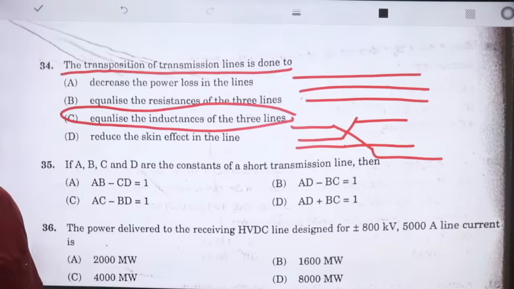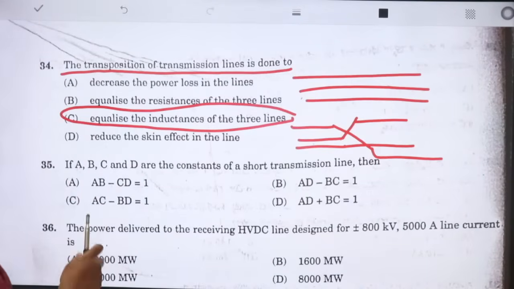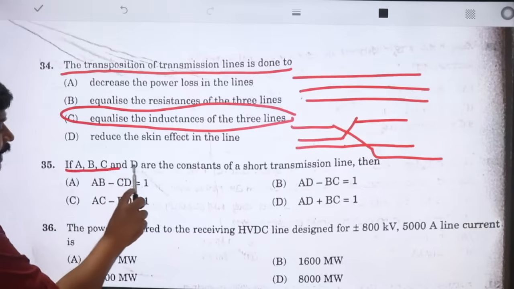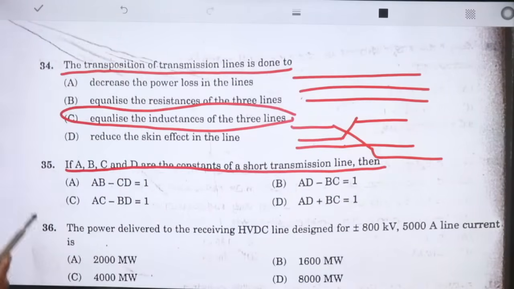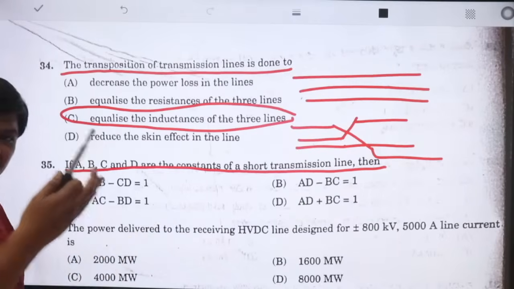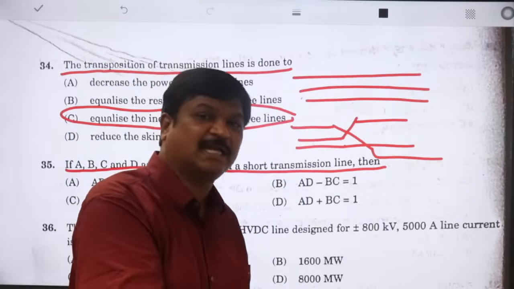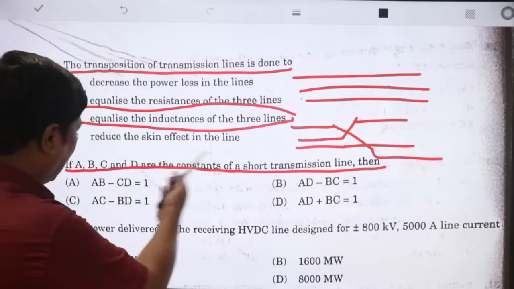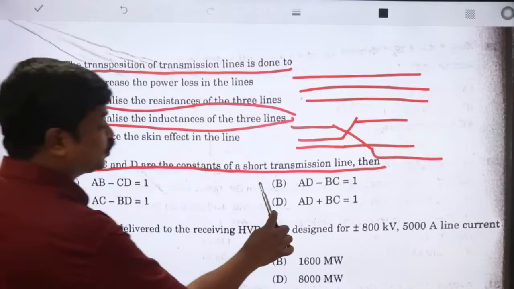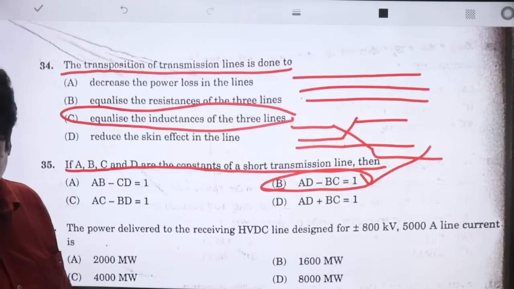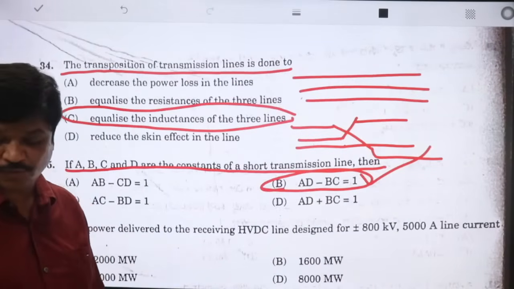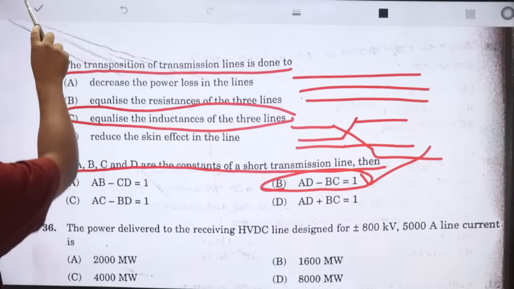Are you okay, ma? Next. If A, B, C, D are the constants of a short transmission line, then what is the condition? For symmetry they have to give it, but that is not specified. Of course, our short transmission line is a symmetrical line as well as a reciprocal line. The symmetrical condition is not specified, so we have to choose the reciprocity condition: AD minus BC is equal to 1. Are you okay?